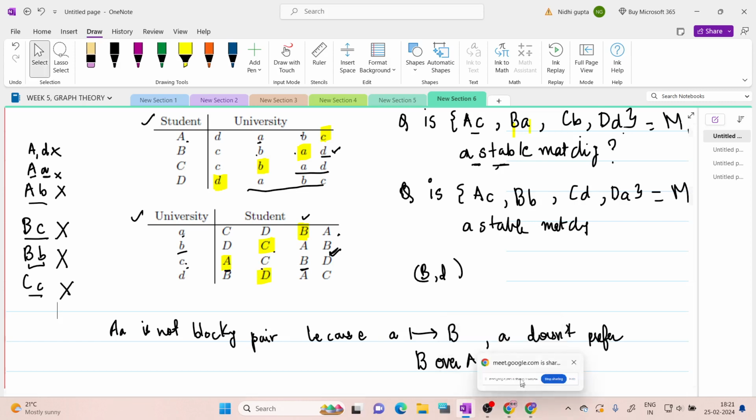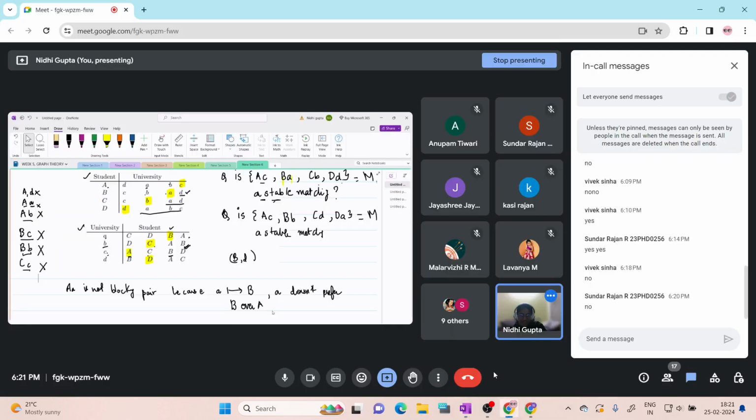So in this first matching we see that there are no blocking pairs. Therefore this matching is stable. So is the first question clear to everyone? Why the matching given in 1 is a stable matching? Any doubts in the definition of stable matching or the blocking pair?